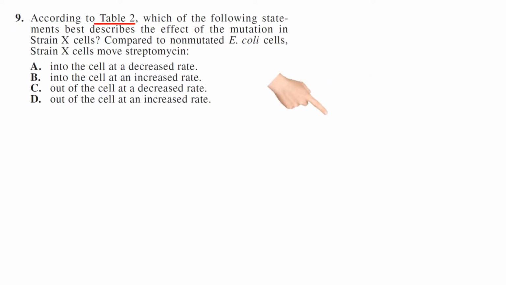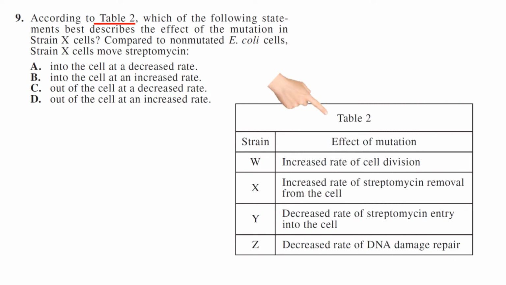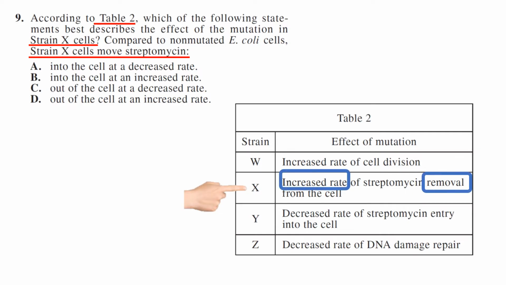Number 9, according to table 2, put your finger on table 2. Which of the following statements best describes the effect of the mutation in strain X cells? So put your finger on strain X cells. Compared to non-mutated E. coli cells, strain X cells remove streptomycin. So how do they remove it? And it says at an increased rate. So it's removed out of the cell at an increased rate. Removed at an increased rate. So the answer is D.